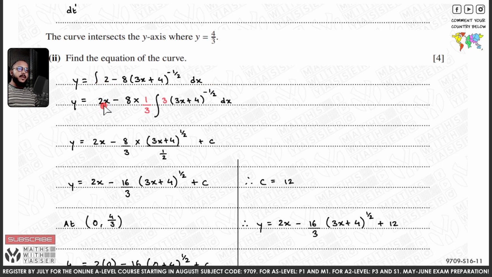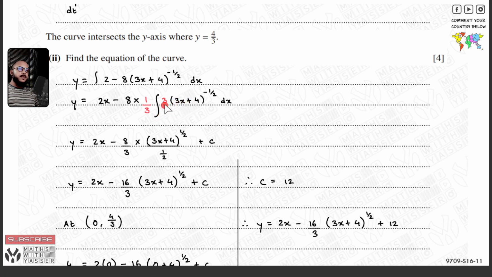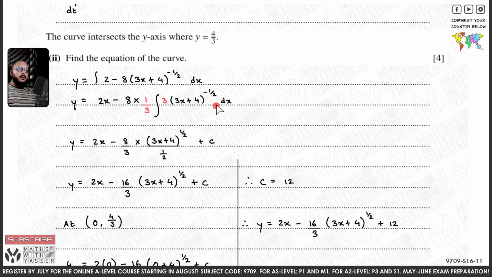So integrating 2, we get 2x. And for this, the power is the operator. So this is the box. We need to differentiate the box, which gives us 3. And in order to balance this, I have 1/3 over here. Then the integral sign, the differentiation of the box and dx will disappear. And then we are left with the power to integrate. So minus half plus 1 is positive half, and we need to bring the half into the denominator as well.